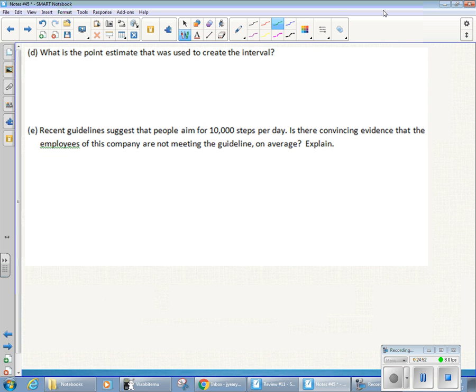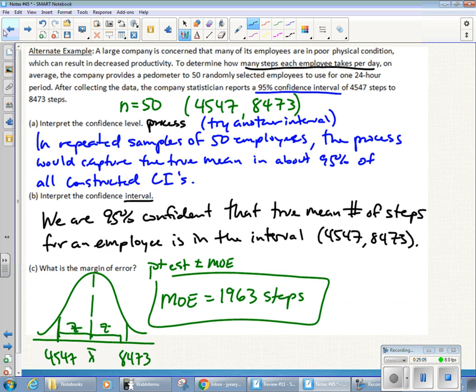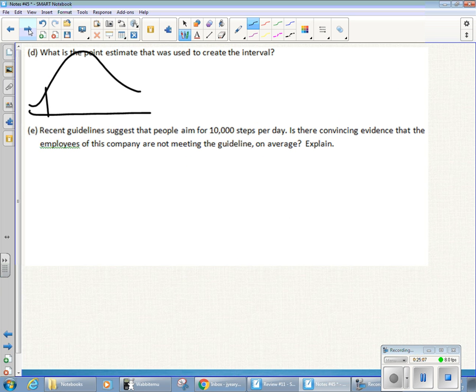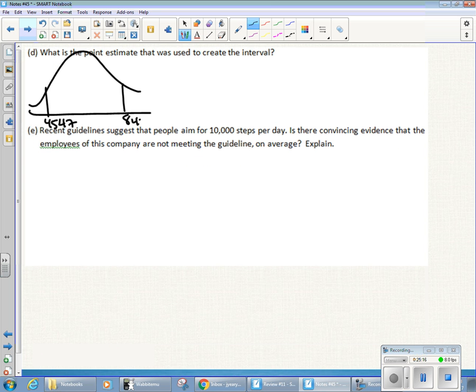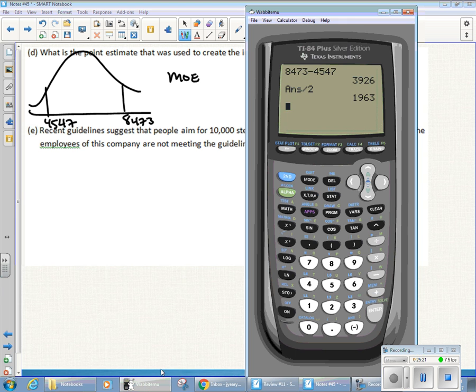All right, two more questions to answer. What is the point estimate that we used to create this interval? Well, we actually had to find that as well. We can find it now that we know our curve. So I had 4,547, I knew that this was 8,473, and that the margin of error, based on my calculator still up here, was 1,963.